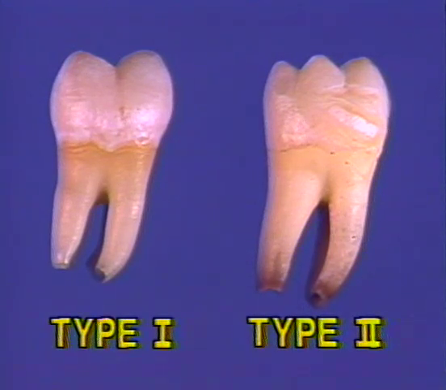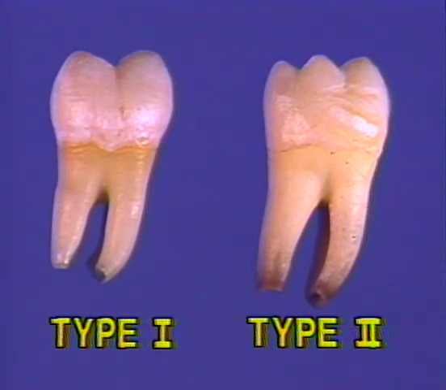Root form. Roots are extremely variable in size, numbers, and curvature. Single fused roots are common, as are two-root specimens. Most often the root length is less than other mandibular molars, regardless of the crown size.